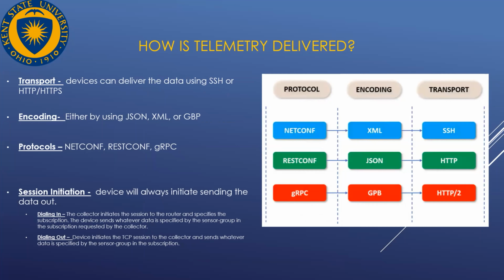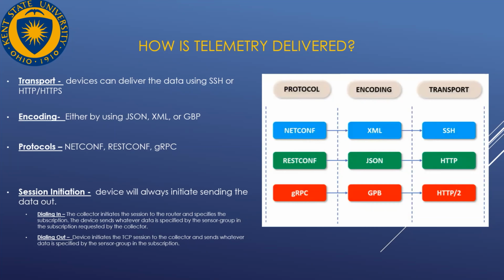So as the graphic here to the right identifies, if you're using NETCONF, the encoding would be XML and SSH for transport. If you're using RESTCONF, the encoding would be JSON, and then HTTP for transport. And if you're using gRPC as a protocol, GPB would be the encoding, and HTTP/2 would be the transport.